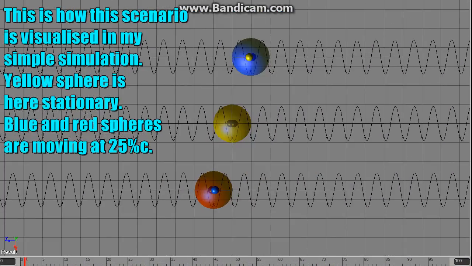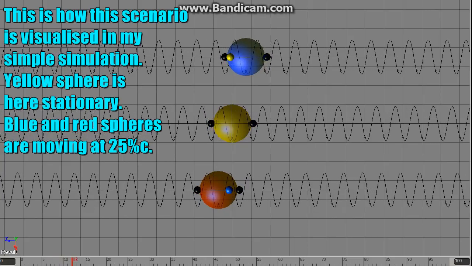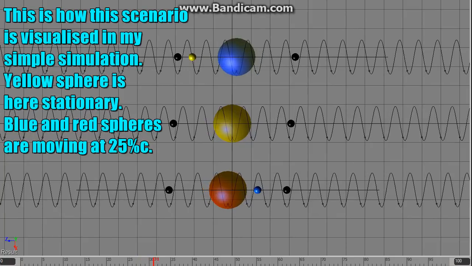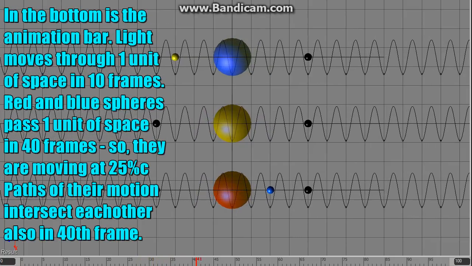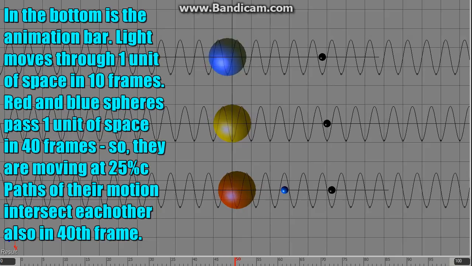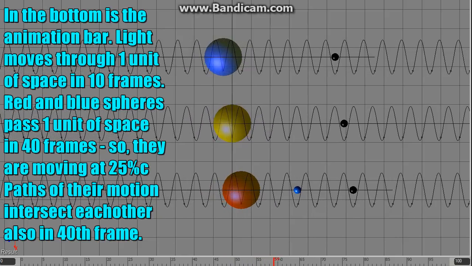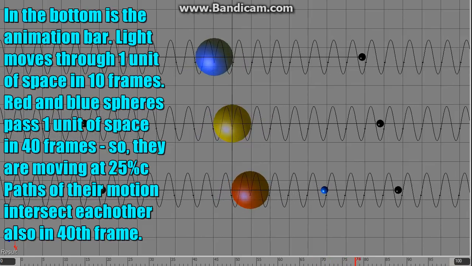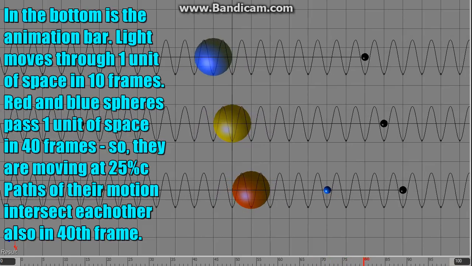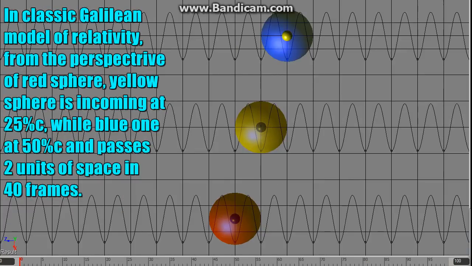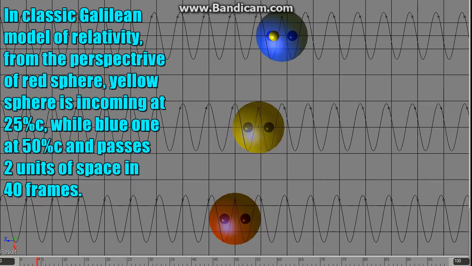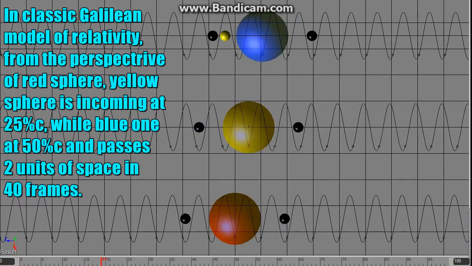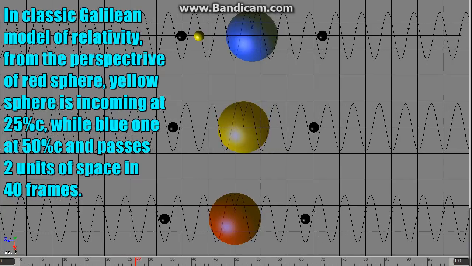This is how this scenario is visualized in my simple simulation. The yellow sphere is stationary, the blue and red spheres are moving at 25% of c. At the bottom is the animation bar. Light moves through 1 unit of space in 10 frames. Red and blue spheres pass 1 unit of space in 40 frames, so they are moving at 25% of c. Paths of their motion intersect each other also in the 40th frame. In the classic Galilean model of relativity, from the perspective of the red sphere, the yellow sphere is incoming at 25% of c, while the blue one at 50% of c and passes 2 units of space in 40 frames.